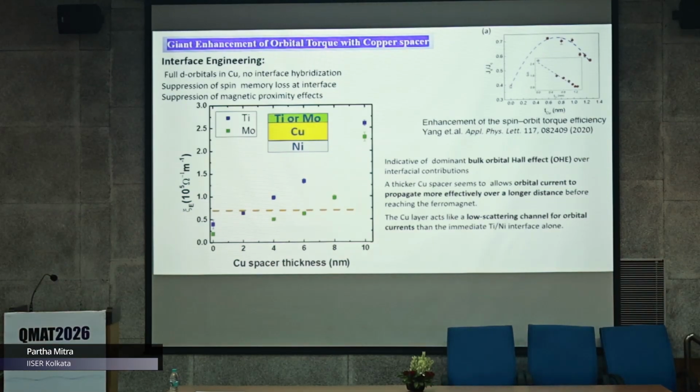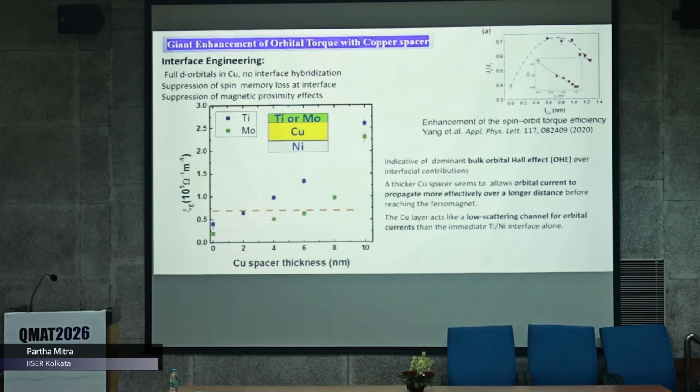And the logic was, since copper is a d10 material, with a fully filled d band, it will not allow hybridization to happen. So when you directly put, say, a heavy metal in contact with a ferromagnet, there can be hybridization at the interface, and that leads to loss of spin. That's called the spin memory loss. So by introducing this copper thickness, they were able to show experimentally that indeed the spin torque efficiency increases.